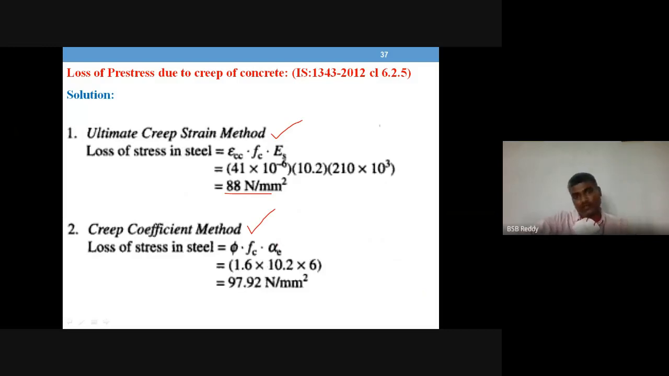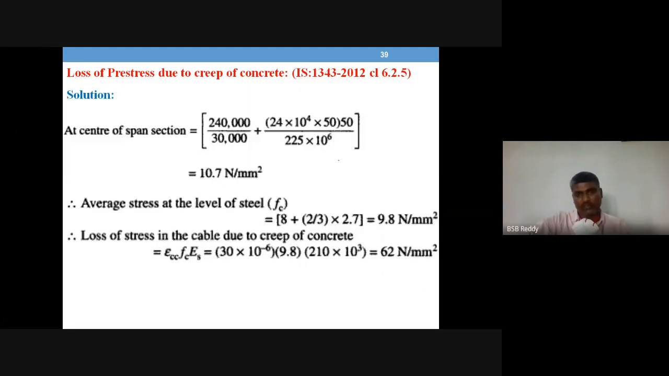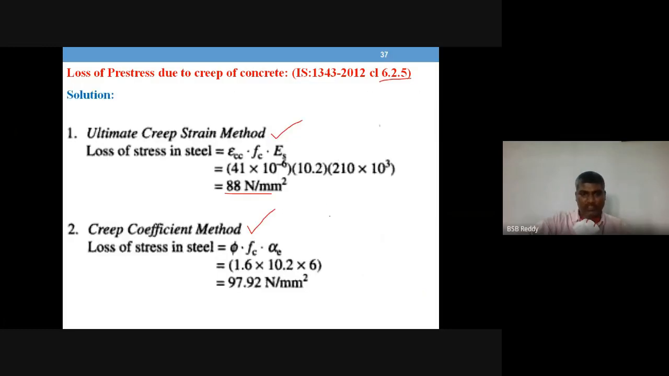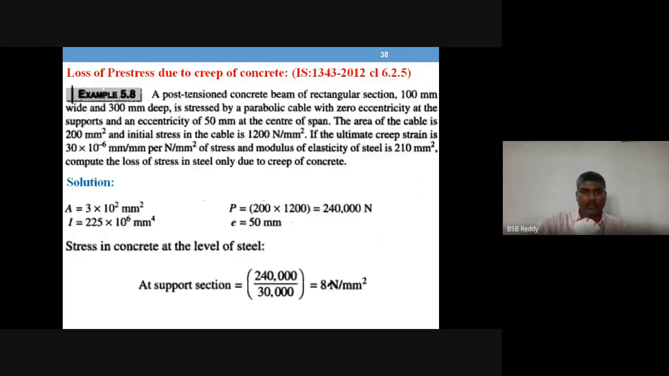And I told you that the procedure can also be done with the codal procedure. So go for IS 1343 and use the values and formulae given in the IS code. Okay, whatever values, for example this creep coefficient 1.6, you can read the exact value from the IS code, not only from the given data. IS 2012, you can read from the IS code.